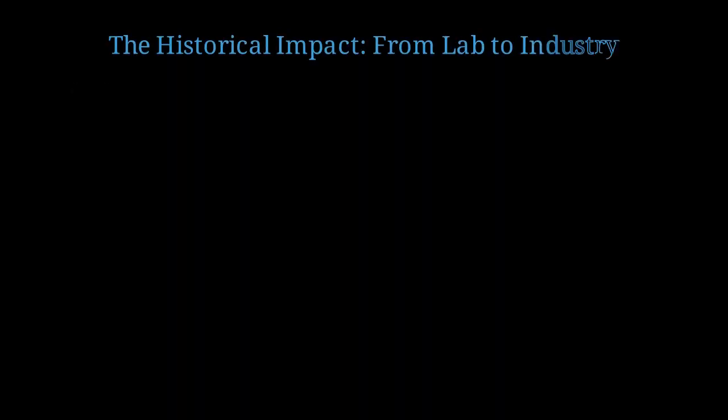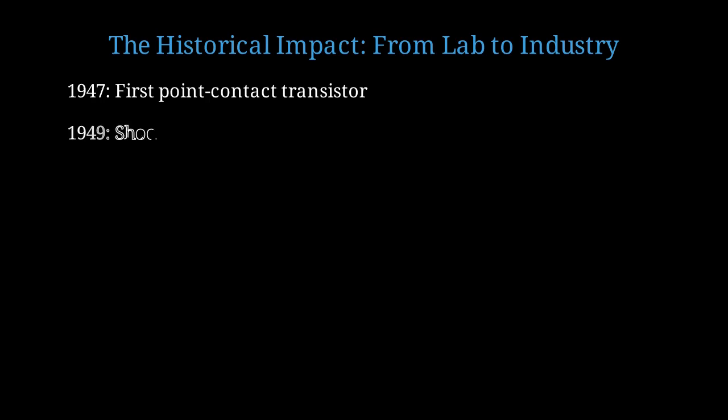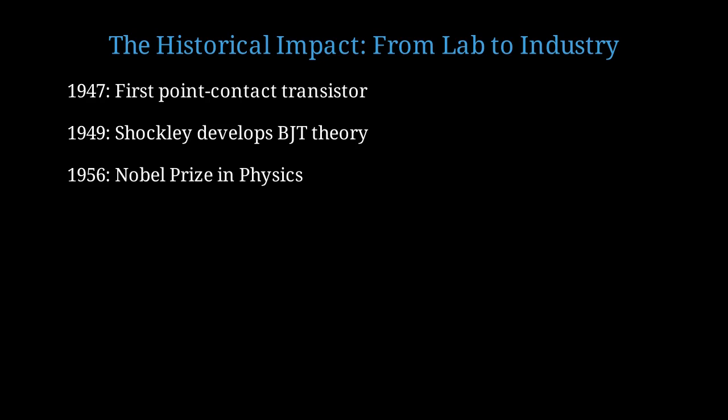The transistor models that Bardeen, Brattain, and Shockley developed didn't just explain puzzling measurements. They enabled the entire semiconductor industry. In December 1947, they demonstrated the first working point contact transistor. It amplified signals, but it was fragile and irreproducible. In 1949, Shockley developed a complete theory of the bipolar junction transistor with the equations we've been discussing. This made transistors manufacturable. In 1956, all 3 shared the Nobel Prize in Physics for their work on semiconductors and the discovery of the transistor effect.